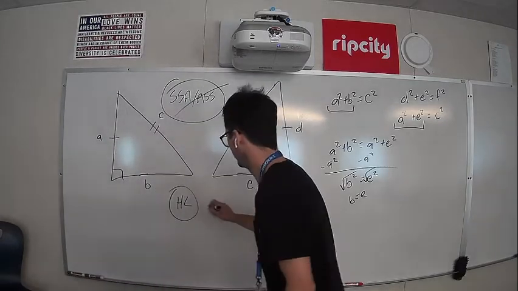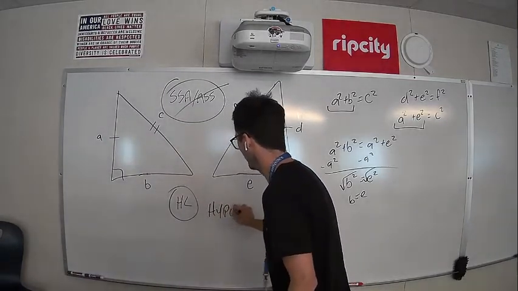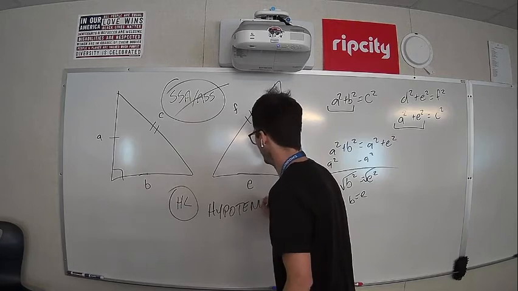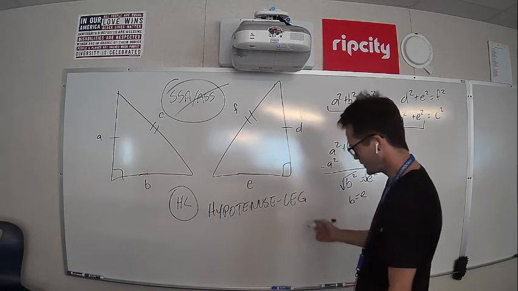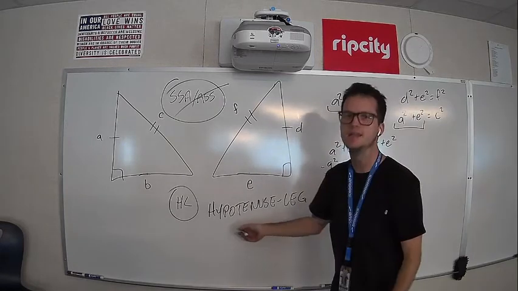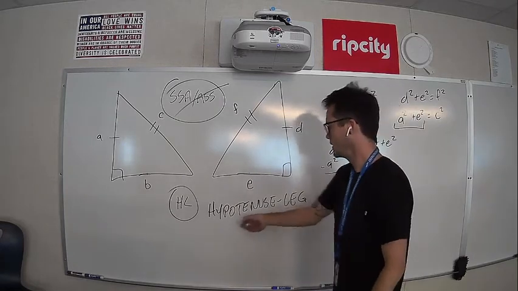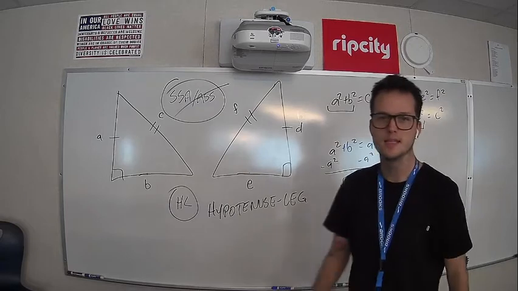And if you want to see the whole word here, it's hypotenuse leg. And that's the criterion. So instead of side, angle, side, all of those, we get to say hypotenuse leg. And that's the name of this one.